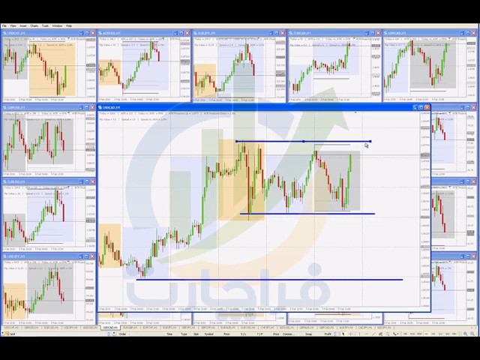Just give me a second, guys. All right, there we are. So that's resistance. Obviously, the sharper the levels of support and resistance, the better. The more accurate they are, the better. But again, you cannot always expect that to happen.